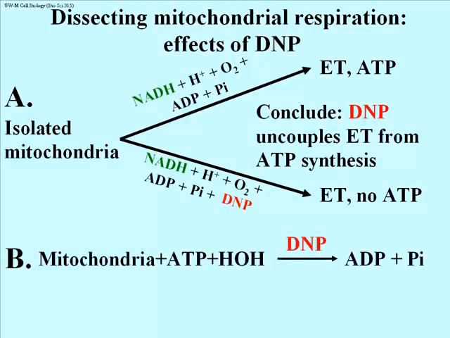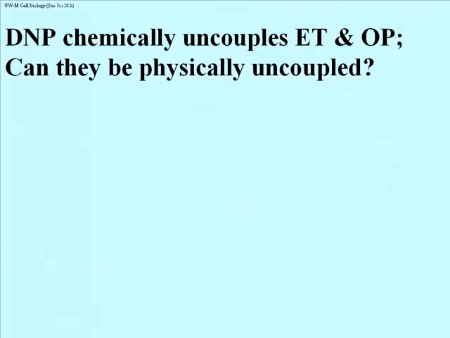In what was a curious observation, DNP-treated mitochondria were able to hydrolyze added ATP. Curious because normal untreated mitochondrial isolates never exhibited an ATPase activity, an activity that would hydrolyze ATP. If a chemical, dinitrophenol, could stop ATP synthesis but leave the electron transport system intact, then it should be possible to physically separate the electron transport system from oxidative phosphorylation reactions.